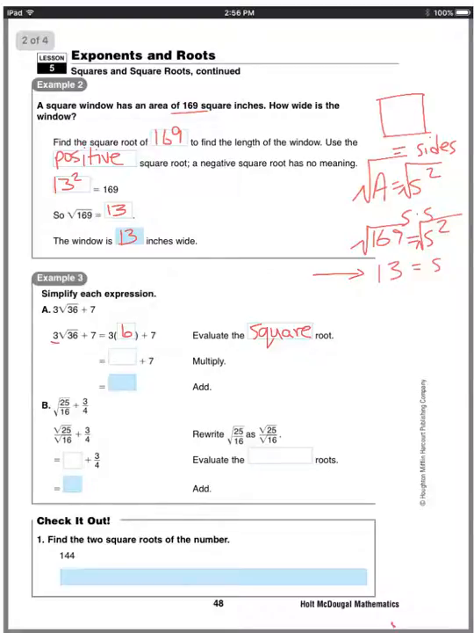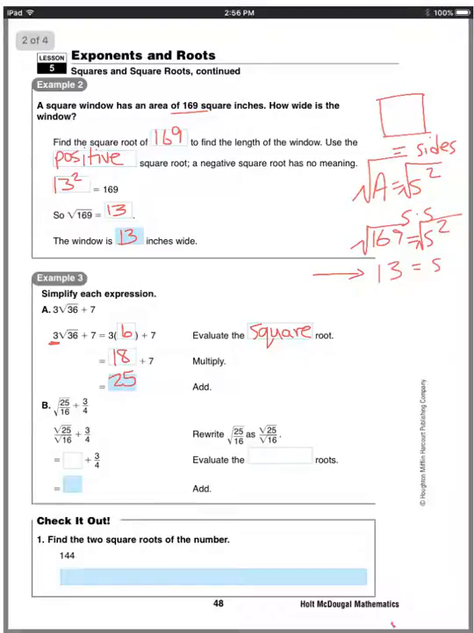because if we have a number outside of the square root sign, we are going to be multiplying that number by whatever the square root of the number is under the square root sign. So then we're going to follow order of operations still and multiply. 3 times 6 is 18. 18 plus 7 is 25. Okay.